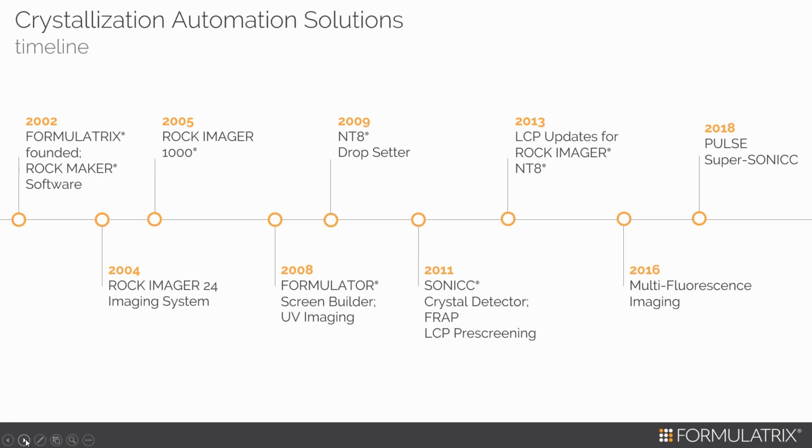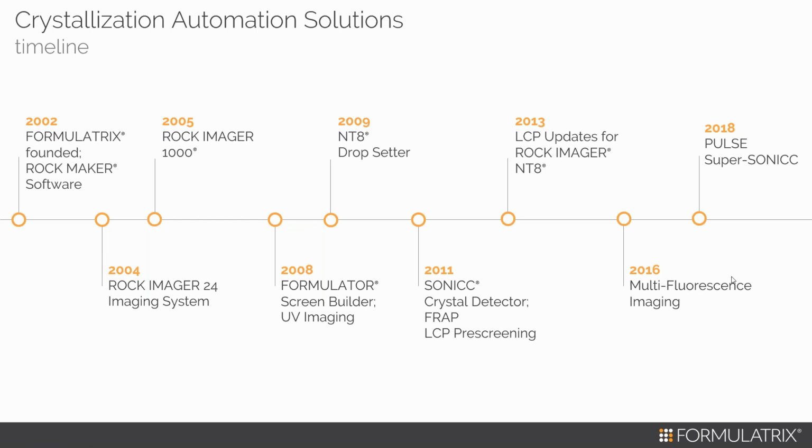To give you a brief timeline, the company was founded 16 years ago in 2002, and in the last 16 years, we have come up with various products. We started off with the RockMaker, the master software, and then we came up with many imaging systems, along with Formulator, the screen builder, the drop setter, which we call the NT8, and Sonic, which is a sub-micron size crystal detector. It's a very sensitive instrument and highly advanced, which you can use to identify very tiny crystals in your drops. FRAP, which is used for LCP pre-screening, is extremely useful for people who do membrane crystallization.